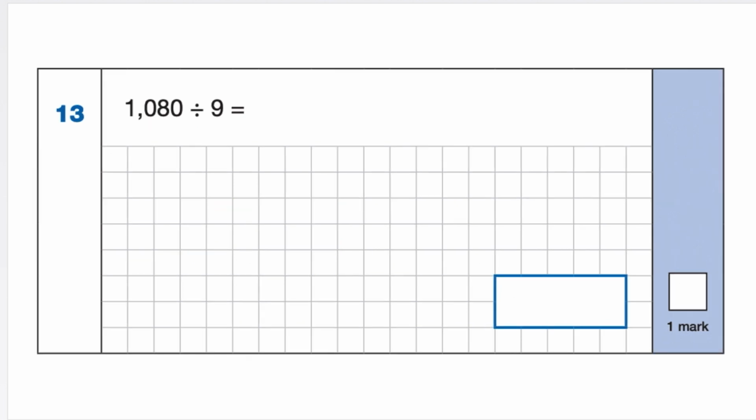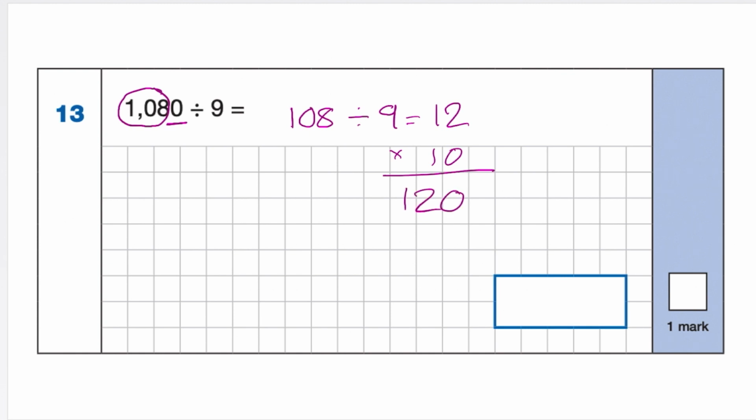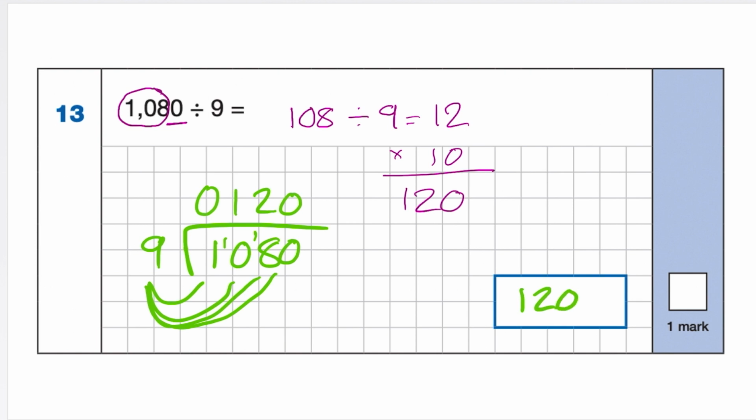Question 13 is again one looking for you to notice that we have this 0, so we can use place value knowledge to work this out. And I can just look at this 108 and say 108 divided by 9. And if we're good at our multiplications, we can see that equals 12. And then again, times 10 is 120. I could quickly check this in my bus stop. So my answer is 120.